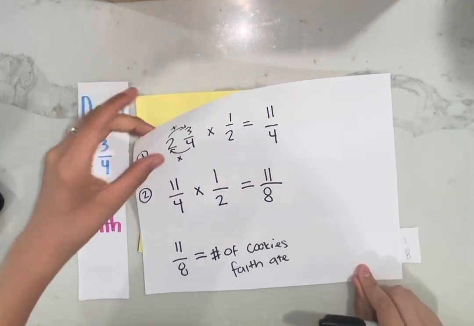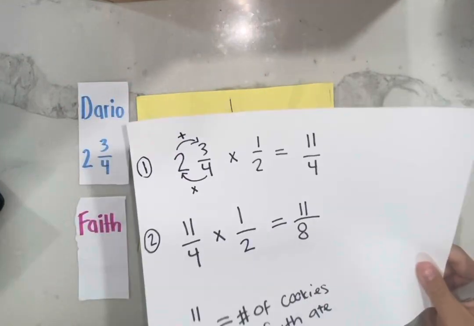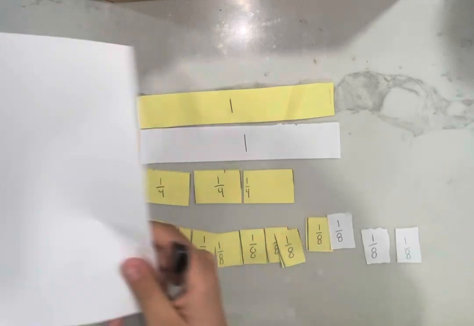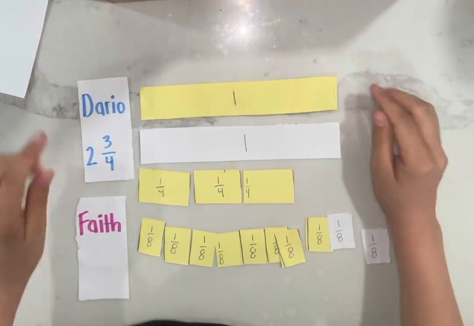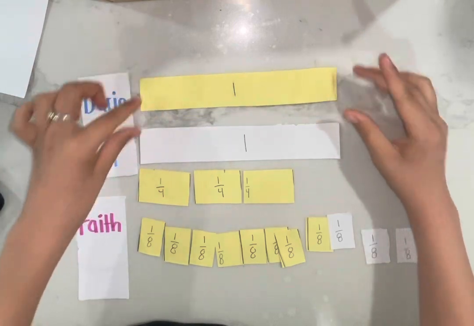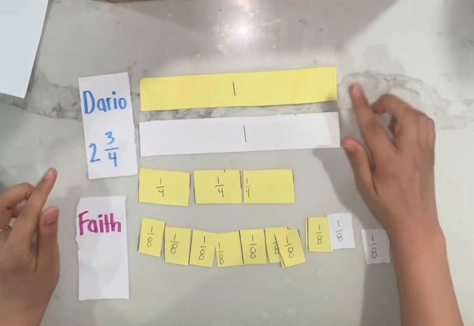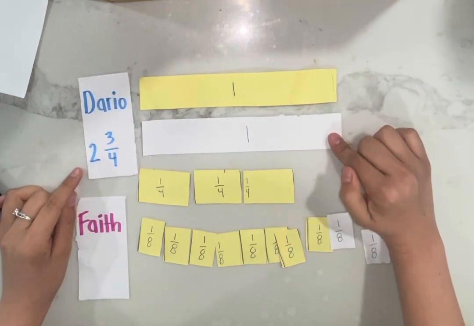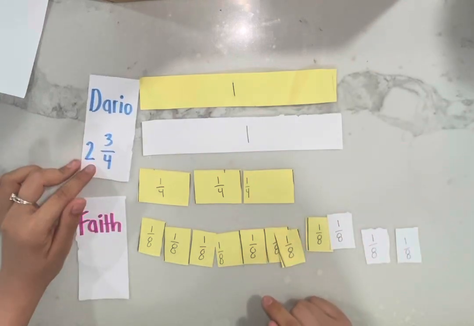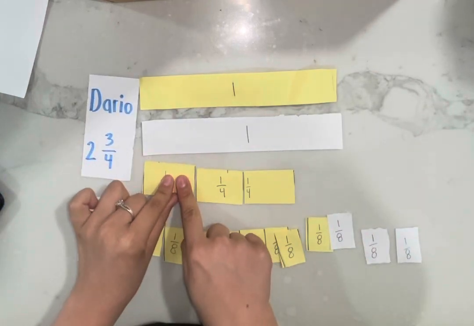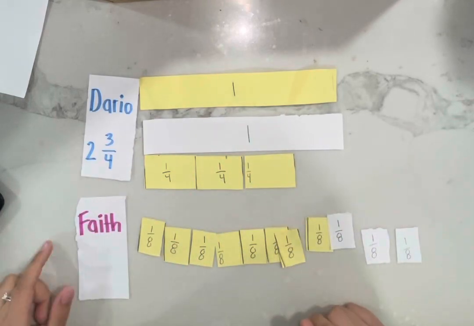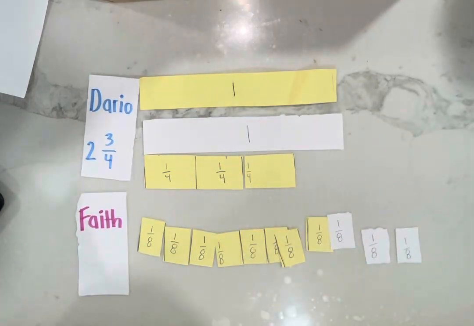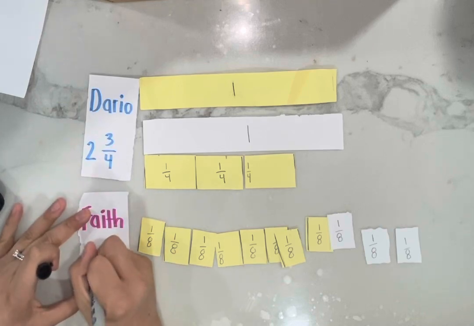So now that we know it's 11/8, we're gonna be using some manipulatives and fraction strips to show you. So Dario, he ate 2 cookies. So each of these 2 long strips equal 1 cookie. So 1, 2. And we know that he ate 3/4. So this is 1/4, 2/4, and 3/4.